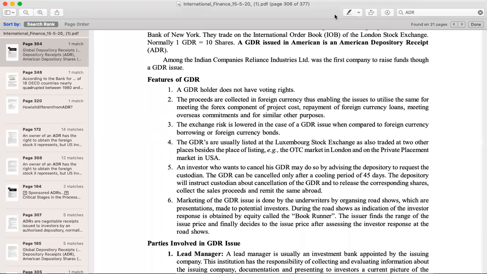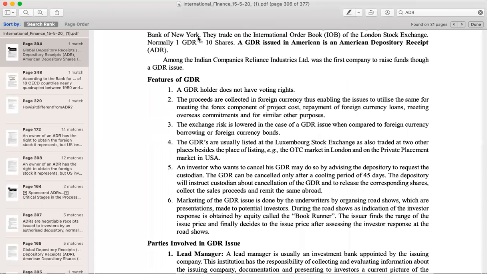A GDR holder does not have voting right. Just like an equity shareholder has the right to vote, the number of votes equal to the number of shares he holds, here the GDR holder does not have any right to vote in the company.